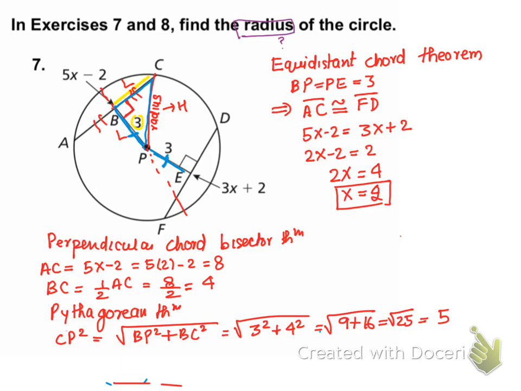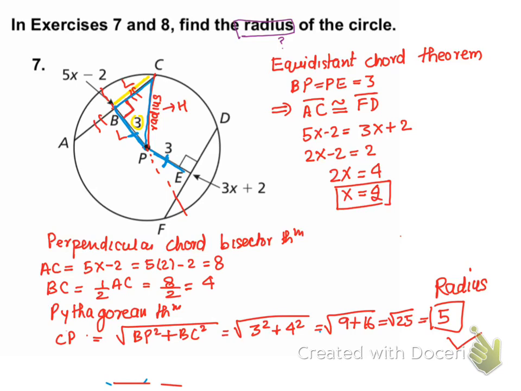So let me just remove this because I already took the square root here. So our CP, and that is what? Our radius. All right, that's our final answer. This is our final answer.